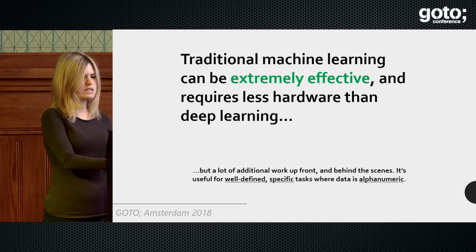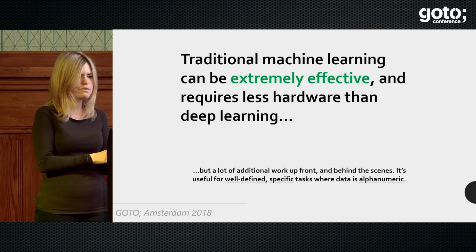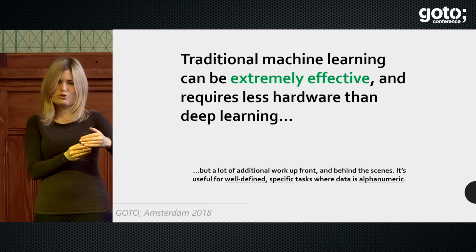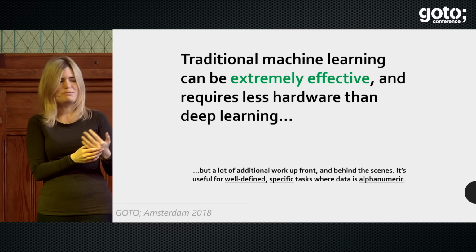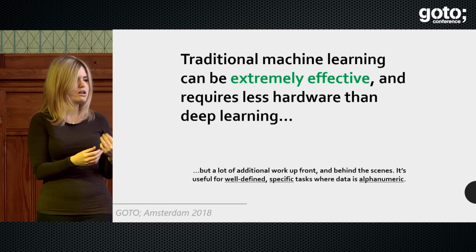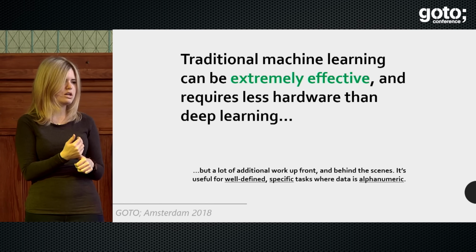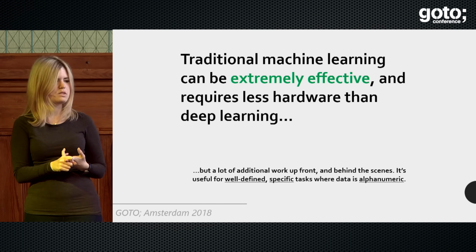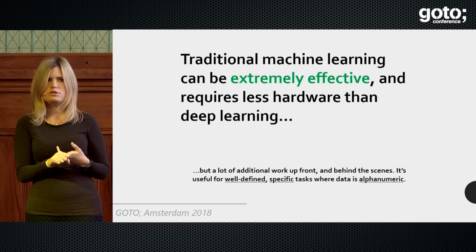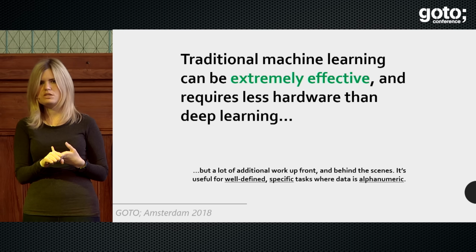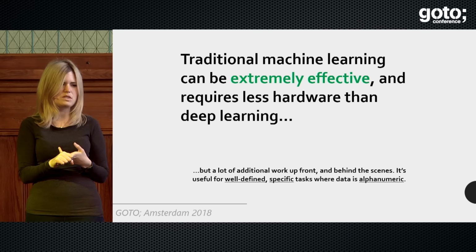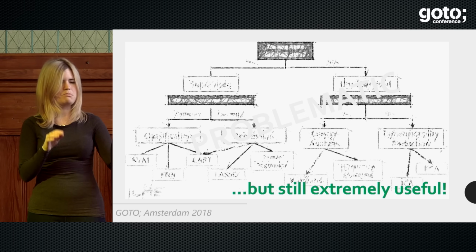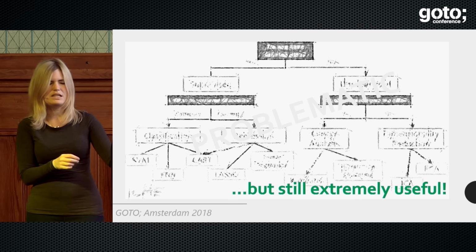So the takeaway is that traditional machine learning can be extremely effective, and it requires less hardware than deep learning. So you can do it on an Azure Notebook in a browser using just CPU. But it also requires a lot of data engineering work up front. And it's best suited for well-defined problems for data that is largely alphanumeric. So you probably wouldn't want to be using this for things like images or video or sound. So it's still extremely useful, but it's not really the ticket that's got everybody excited right now.